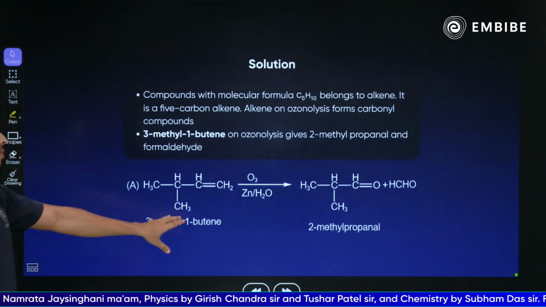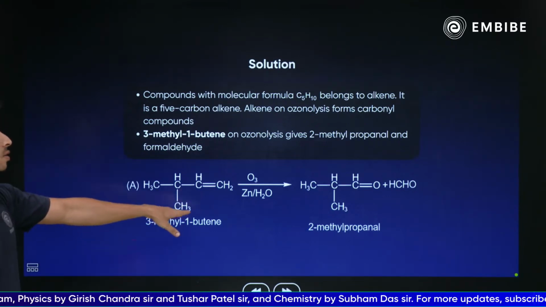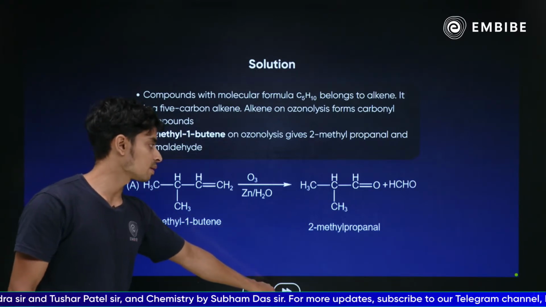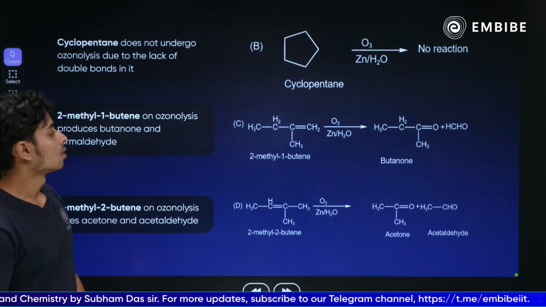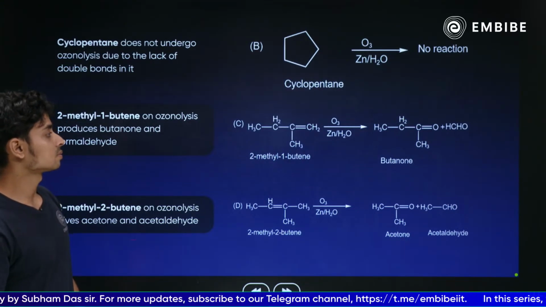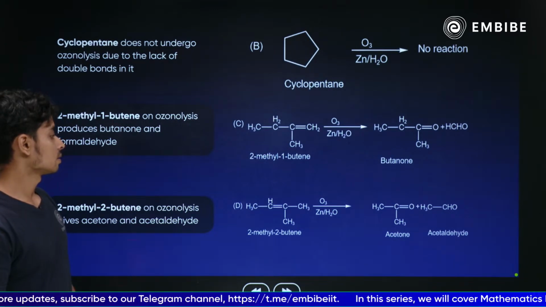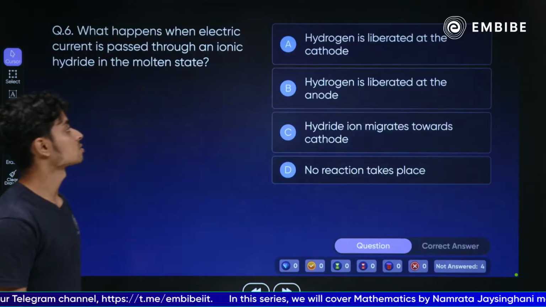So last option question. It's basically showing you various products. For option A, these are products: 2-methyl propanol and formaldehyde. Option B, you will get butanol. Option D, you are getting acetone and acetaldehyde. So next question, guys, try.